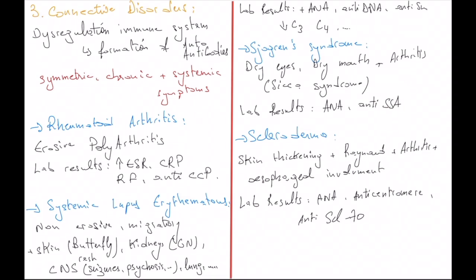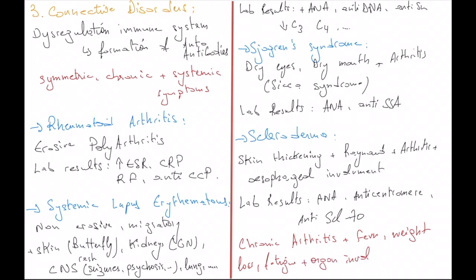So, what do we need to retain from this? If you have a chronic arthritis with systemic features like fever, weight loss, fatigue, or organ involvement like skin, central nervous system, and kidneys, consider connective tissue diseases.